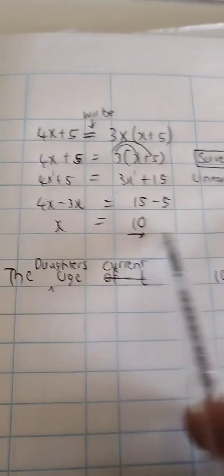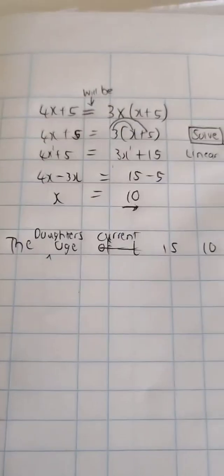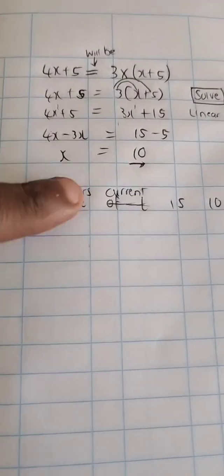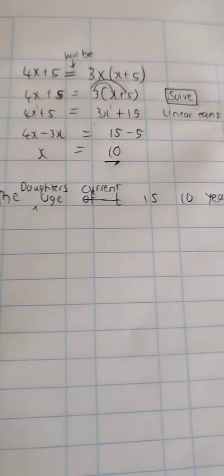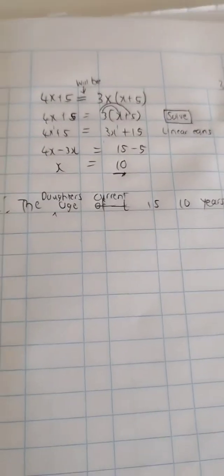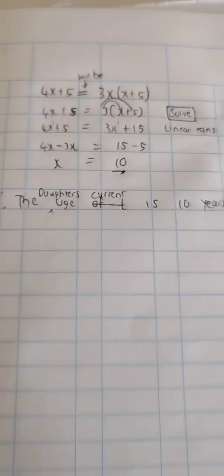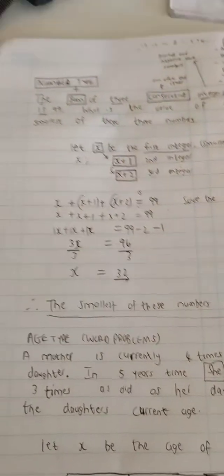Because remember, at the end of the day, this X, even though we know it represents the age of the daughter, you need to answer the question that was asked. Hence, you see me say the daughter's current age is 10 years old. This was a word problem. Therefore, it needed me to then make the appropriate conclusion as we see fit.